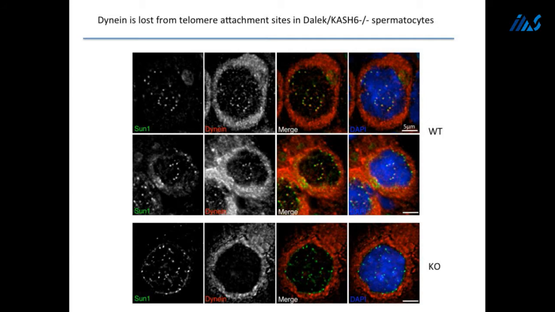Another prediction, of course, that you would make, assuming that this protein is behaving exactly as we think it should, is that in wild-type animals, you should see dynein co-localizing with these SUN1 telomere attachment sites, which indeed you do. And in the knockout animals, the dynein should be absent, which indeed it is. Okay.